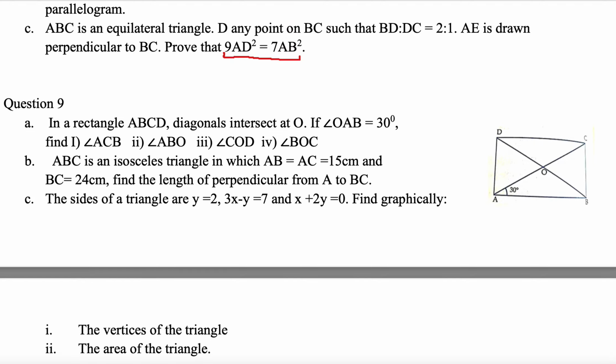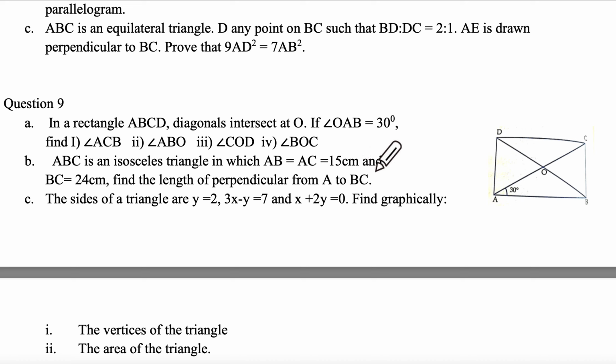This is the solved question. Rectangle diagonals intersect, angle OAB is 30, which is OAB, this is 30. Now this will be equal to this, so this will be 30. How much will this be? Can you see? It is a simple question. So let's move to the next one.